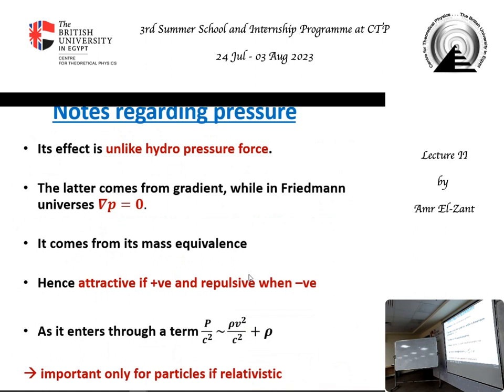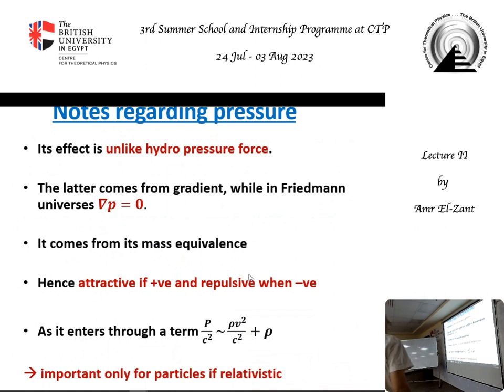So we need to look, these are not hydrodynamic forces in the Friedmann or acceleration equation. Hydrodynamic pressure has a force when nabla P is something. We can't have here any nabla P's, okay? Because if we have nabla P's, we have gradients of pressure, we lose our homogeneity. Okay, so we don't have that. So what is this pressure? It comes from its mass equivalence. So if it's positive, it's attractive. It's like an additional mass. If it's negative, it's actually repulsive.